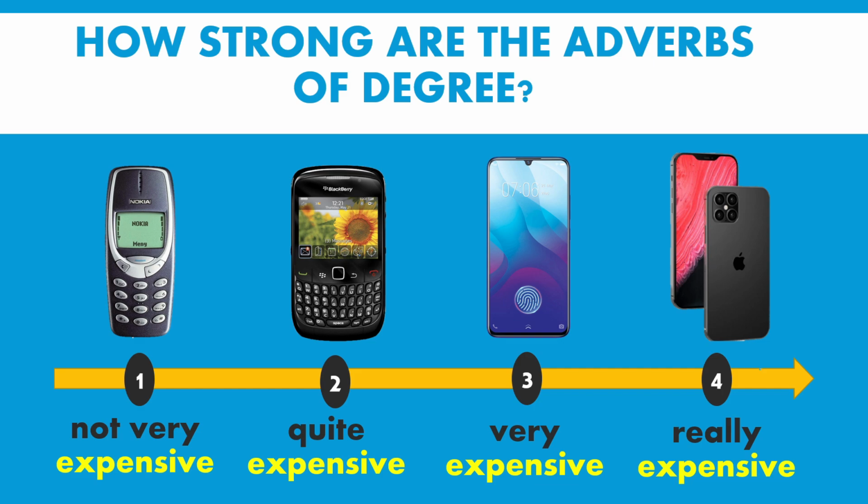It's the iPhone 12. So can you see how strong the adverbs of degree are from number 1 until number 4? Which means here, not very is the weakest adverb of degree among these 4, followed by quite, very, and really is the strongest. Adverbs of degree are used to show the intensity of that particular adjective. Yes, we know that a phone is expensive, but how expensive? To describe how expensive it is, that is the role of adverbs of degree, to describe how strong the degree of the expensiveness of that phone is.